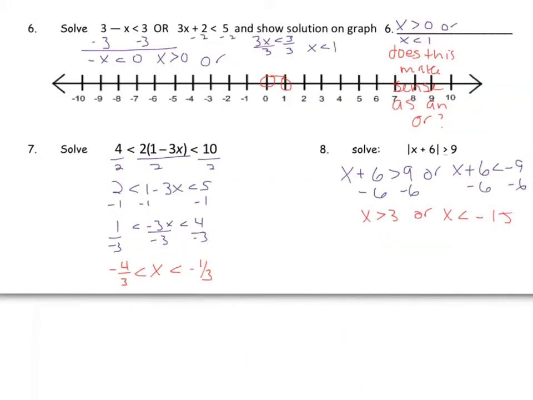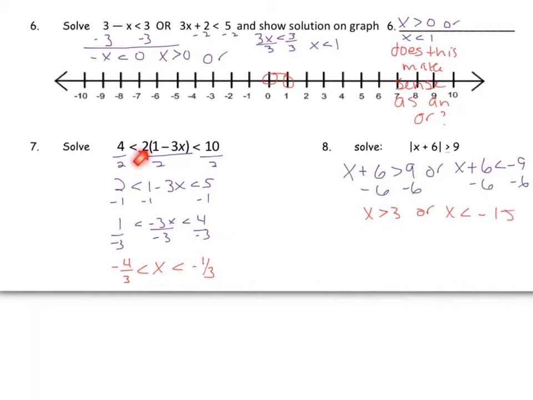So here's another one. Doing the distributive property first, and then solving each part. This is an and, so I just left it together. So I divided everything by 2, and then subtracted 1 from each part, divided by -3. And since it was dividing by -3, I had to flip, and I actually flipped everything all at the same time. So you probably have it written first: -1/3 is greater than x is greater than -4/3. I just went from here to here.